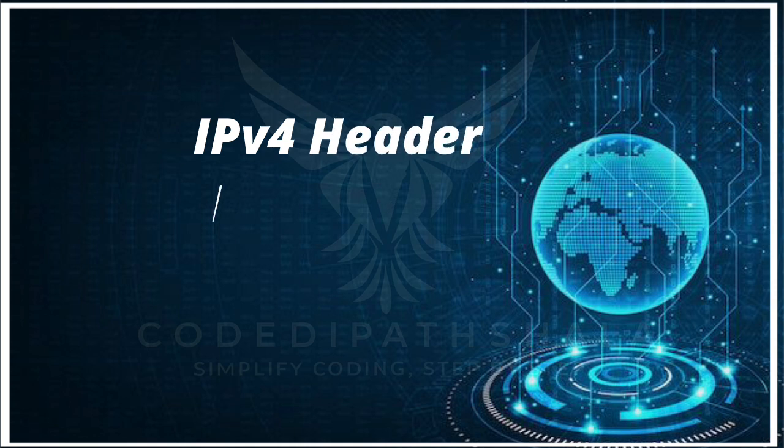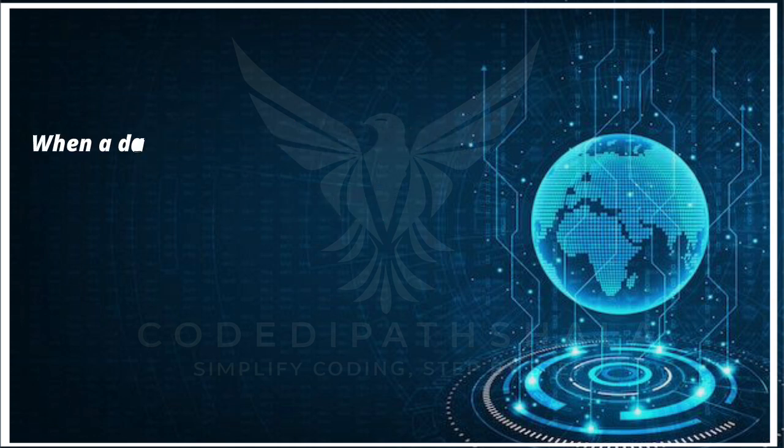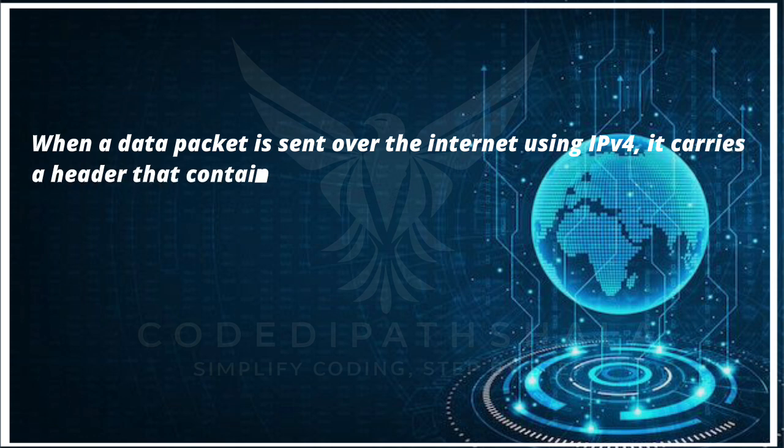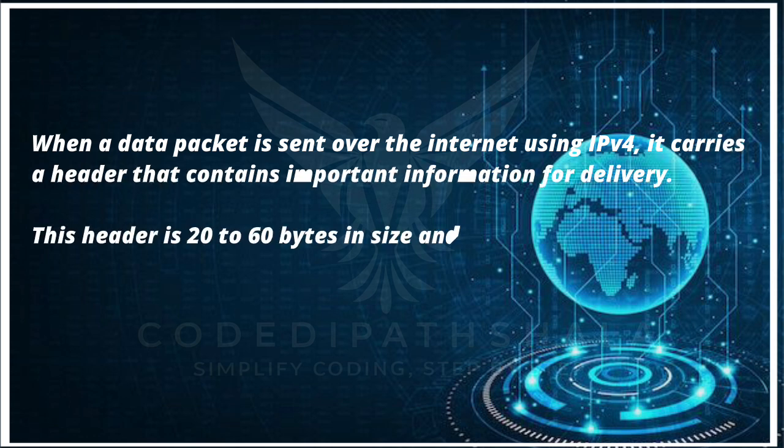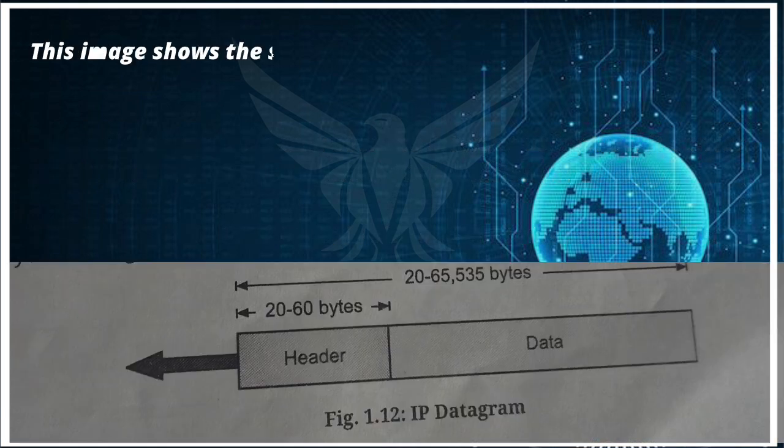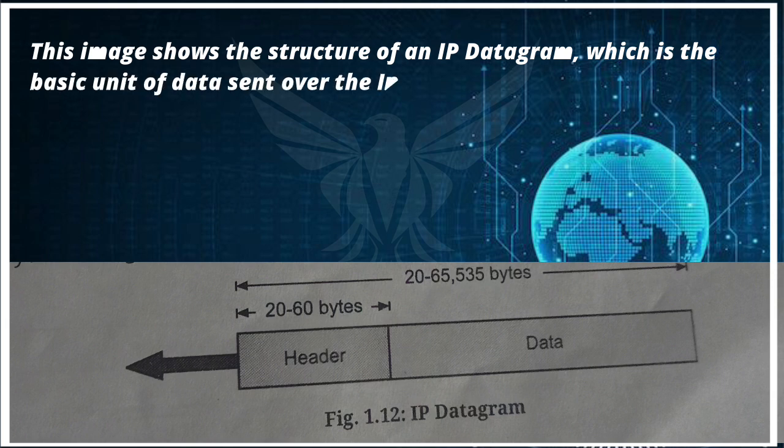IPv4 Header Format. When a data packet is sent over the internet using IPv4, it carries a header that contains important information for delivery. This header is 20 to 60 bytes in size and contains various fields. This image shows the structure of an IP datagram, which is the basic unit of data sent over the internet using the IP, Internet Protocol.